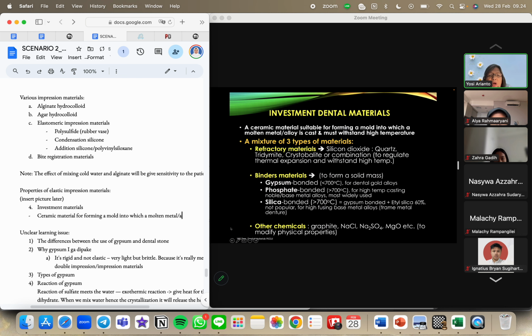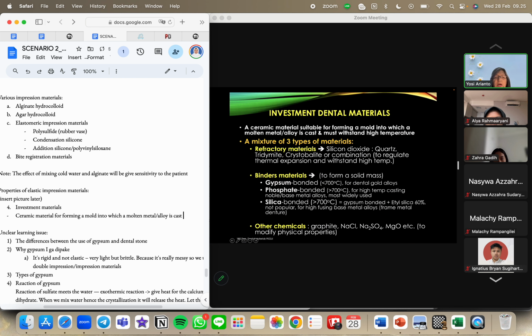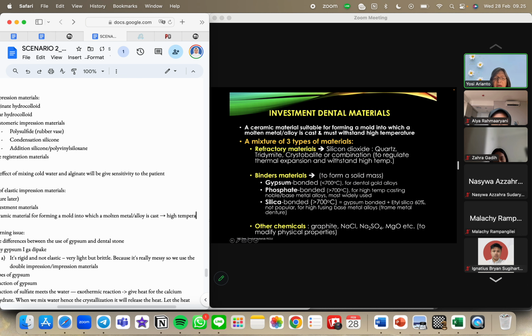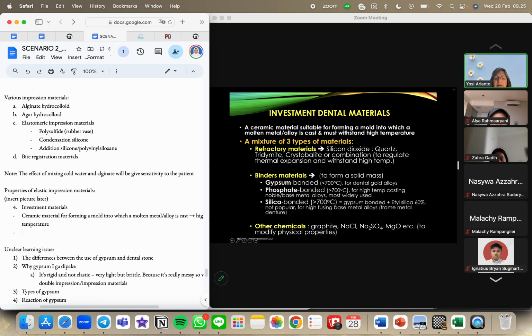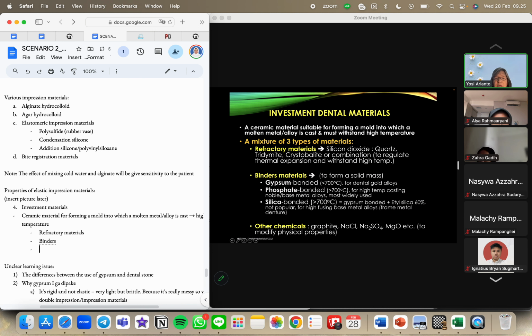Yeah, the mixture has three types: the refractory materials, binder materials, and other chemicals. Remember, the binder materials of the investment dental materials are gypsum bonded, phosphate bonded, and silica bonded. Why? Because if the binder is gypsum, then usually it's for casting gold, for casting alloys that are below 700 degrees C.